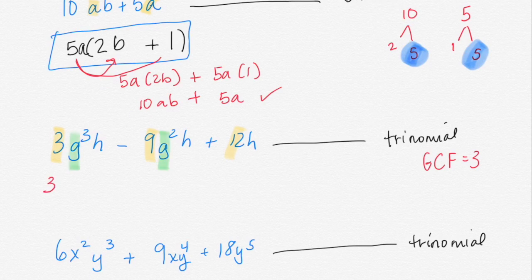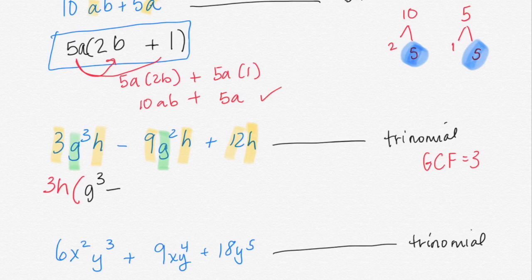So I've identified the greatest common factor between 3, 9, and 12 to be a 3. So I'm going to pull that 3 out. But then I'm also looking at my variables. I'm noticing my G is only in 2 different terms, but my H is present in all 3 terms. So I'm going to pull my H out. So I've factored out a 3H. And now what I'm going to do is divide each term by 3H.